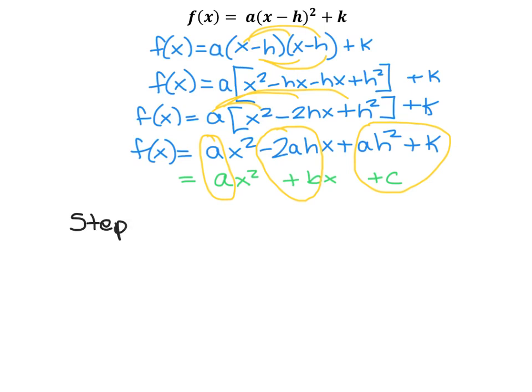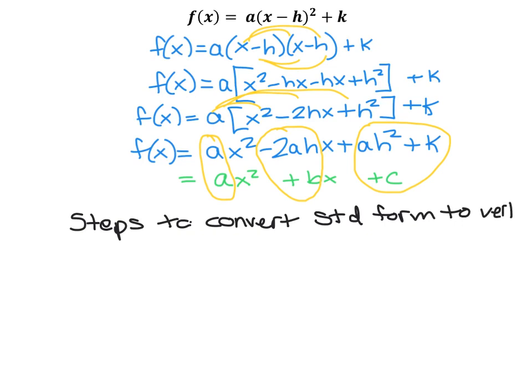So I'm going to talk about the steps to convert the standard form, and I'm going to abbreviate standard, to the vertex form. All right, so the first thing we're going to do is, I'll just write out the function here. ax squared plus bx plus c.